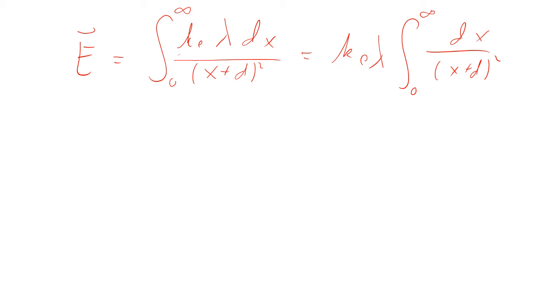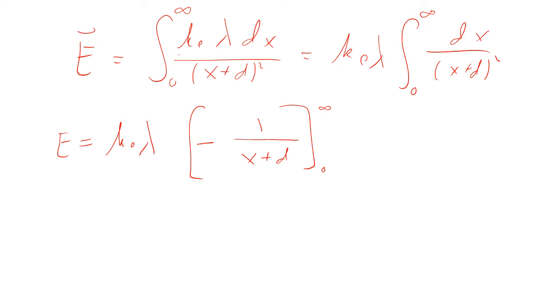One way of doing the integral is to look at it and see that we have x plus d right here. The derivative of x plus d is just dx, so this is not that hard of an integral to do. This comes out to be k sub b lambda times minus 1 over (x plus d), and we evaluate at 0 and infinity.